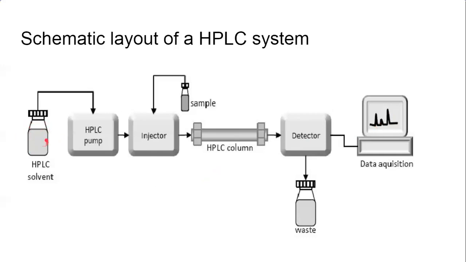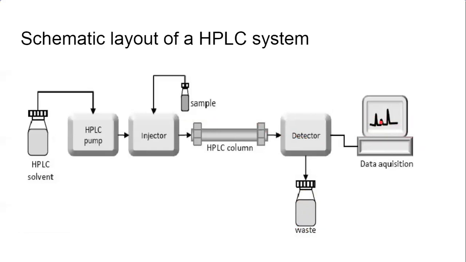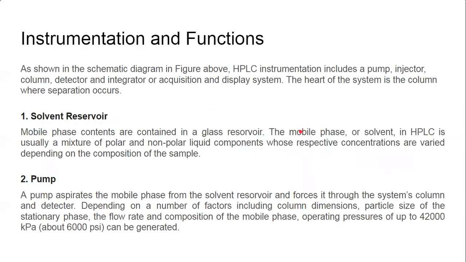This is the solvent chamber, this is the pump, and this is the injector. This is the HPLC column, the detector, and this is the equipment from where we can collect the waste, waste meaning eluate, and this is the computer. So this printer will give a chromatogram. Okay, so this is about the HPLC instrument. Let's see the components and the function of each.